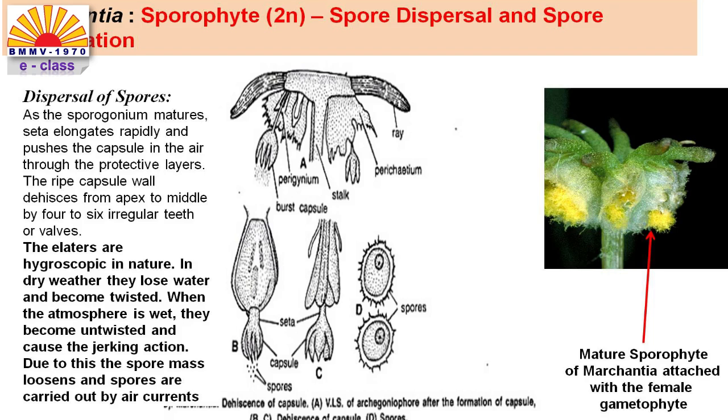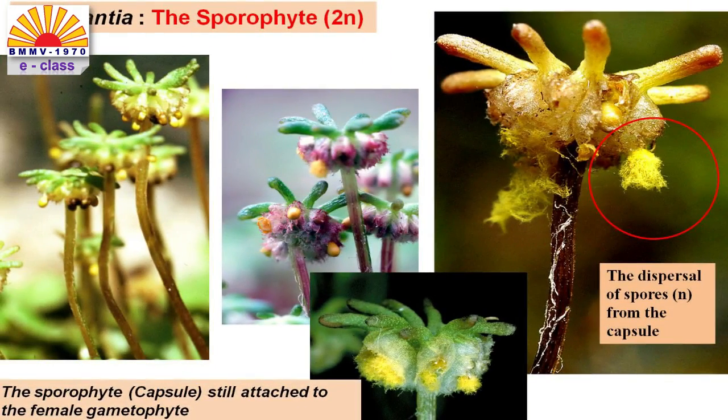The right hand side of your screen shows the structure of a mature sporophyte that has grown beyond the gametophore and is a well-developed structure. Here are the images of a few of the sporophyte capsules found in different species of Marchantia. When the capsule is mature, it is clearly visible to the naked eye. When there is enough water in the environment, these capsules burst open and the spores are liberated with the help of elaters.